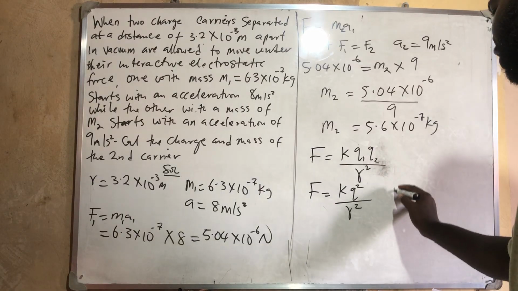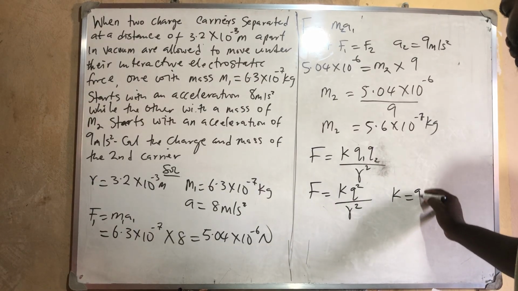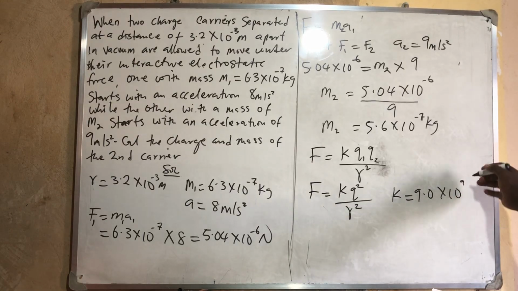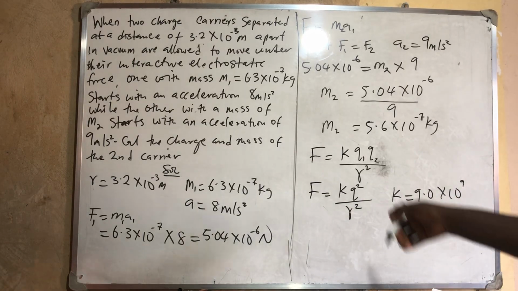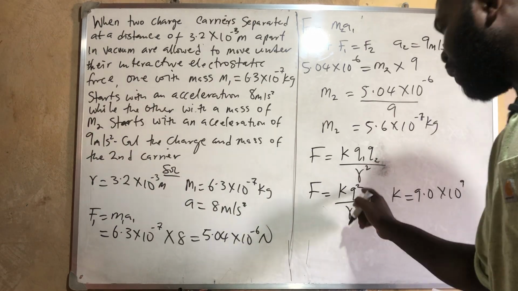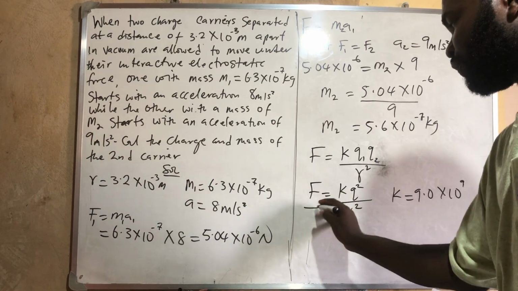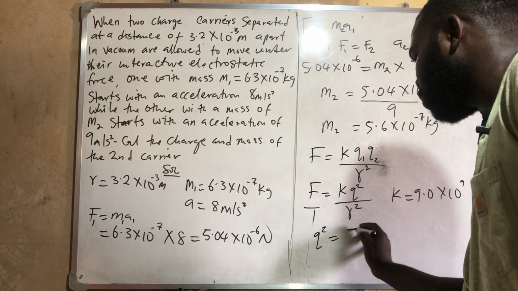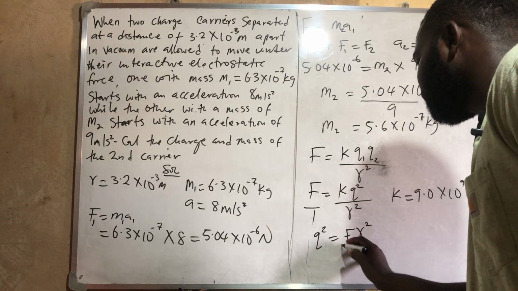So don't forget that your k is a constant, which is 9.0 times 10 raised to power 9. 9 is always 999. So that is how to remember it. So if you now do that, I want to make q squared the subject. If you cross multiply this, I have that q squared is equal to Fr² divided by k.